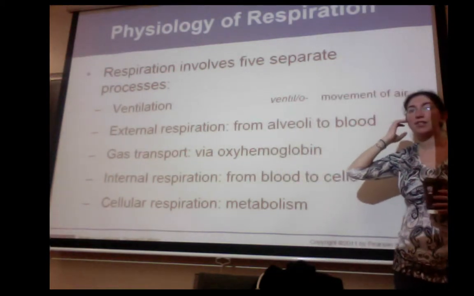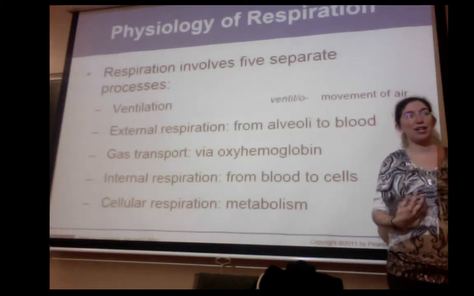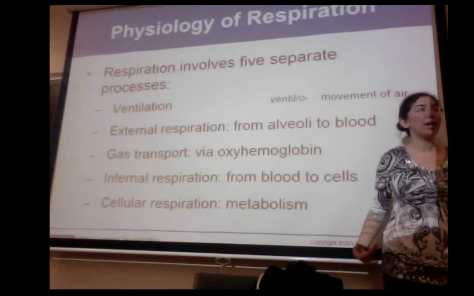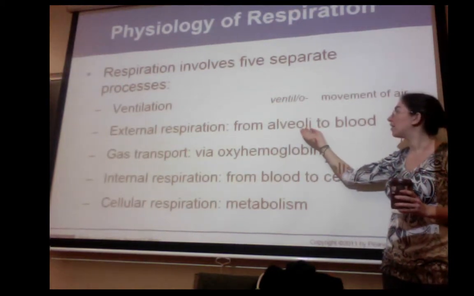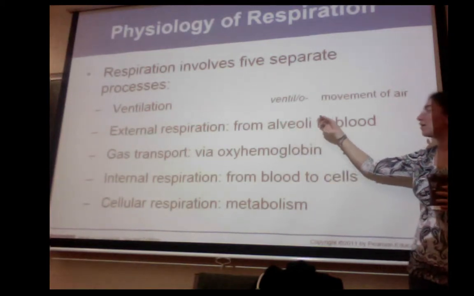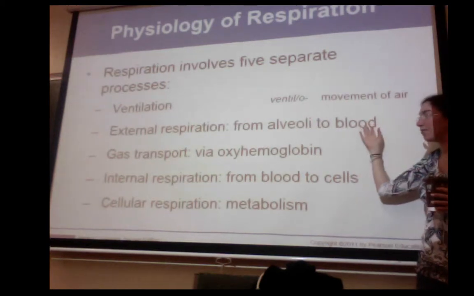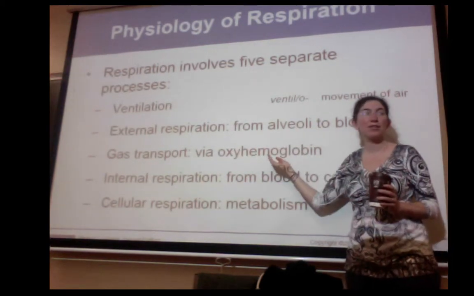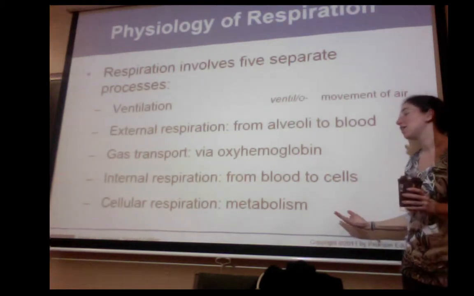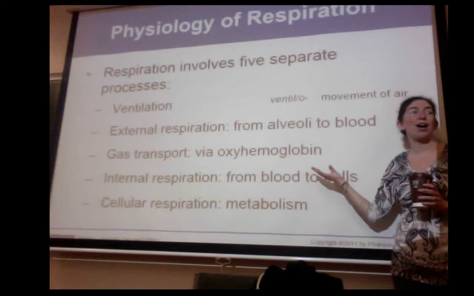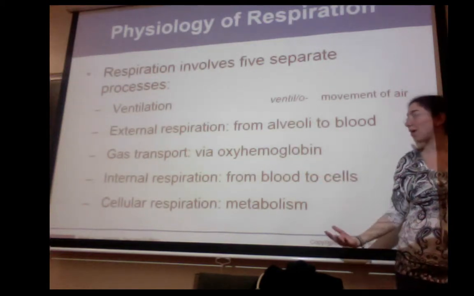External respiration is the process of taking oxygen from the external air, which is inside your lungs, into your blood. Okay, so that happens in the alveoli, where oxygen goes from the alveoli, from the lungs, into the blood. Then you have gas transport, which is taking that oxygen to the different tissues that need it. And then you get internal respiration. Oxygen is taken up from the blood into the cells that need the oxygen to undergo metabolism.